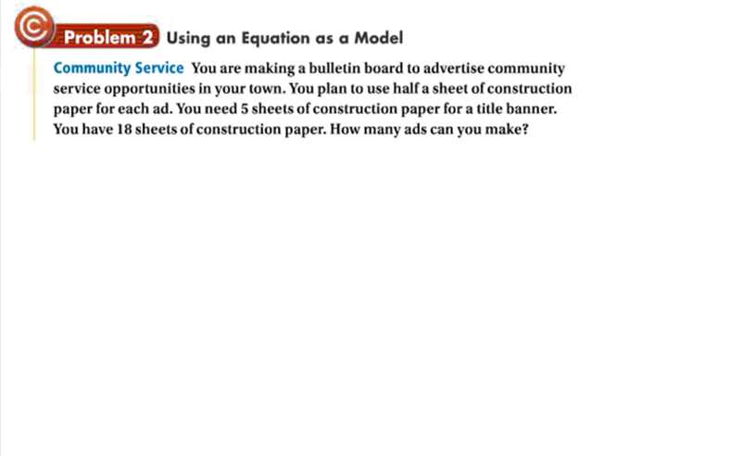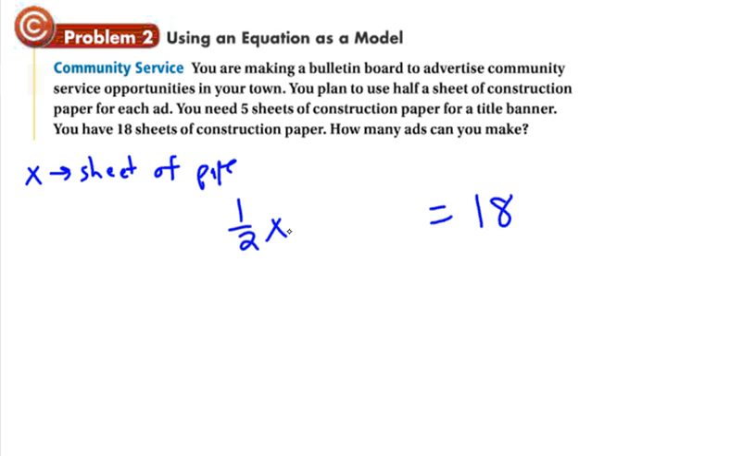Well, we have 18 sheets total, so whatever we do has to be equal to 18. And all the paper that we're using, well, we're using half a sheet per ad, so one half, and we'll use x for the number of ads. Half of an x, plus we have to use 5 sheets on the banner. So there's our equation: one half x plus 5 should equal 18, and you can use that to solve. I'm going to leave that to you. It's a 2-step equation.